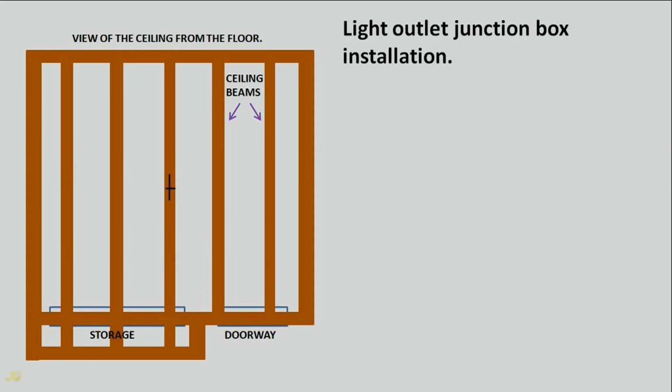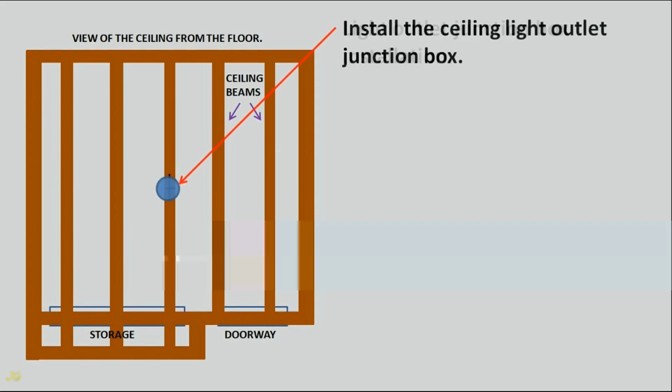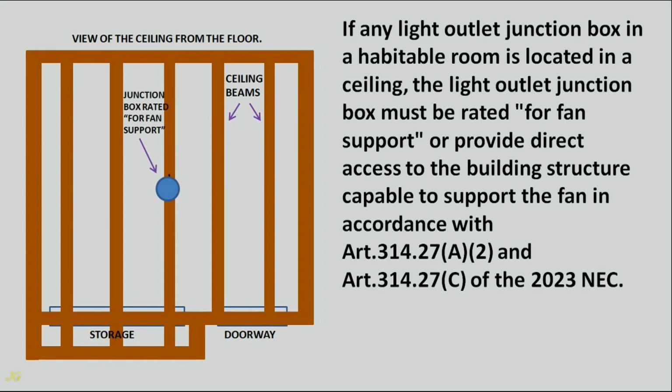Light outlet junction box installation. Install the ceiling light outlet junction box. If any light outlet junction box in a habitable room is located in a ceiling, the light outlet junction box must be rated for fan support, or provide direct access to the building structure capable to support the fan, in accordance with Article 314.27(A)(2) and Article 314.27(C) of the 2023 NEC.